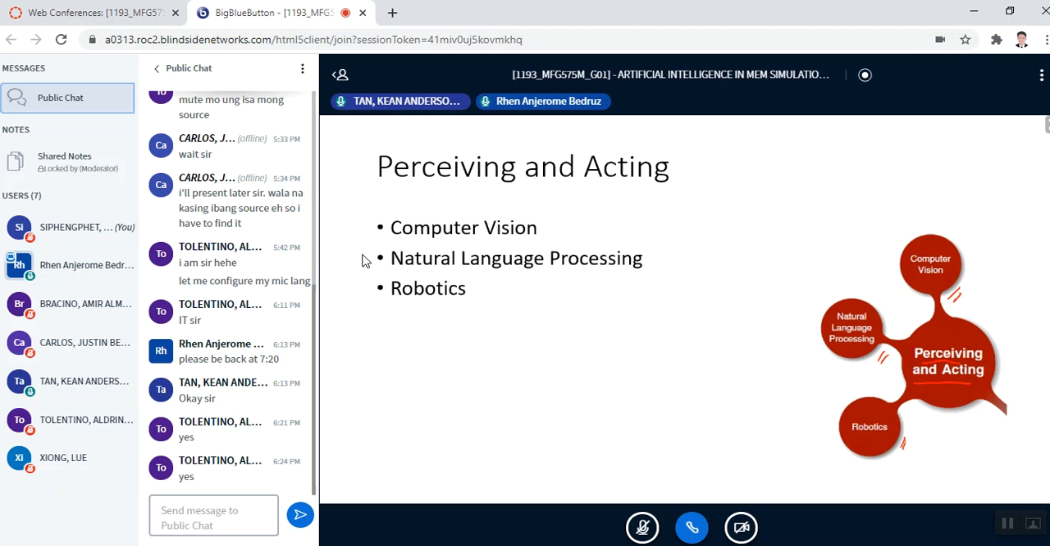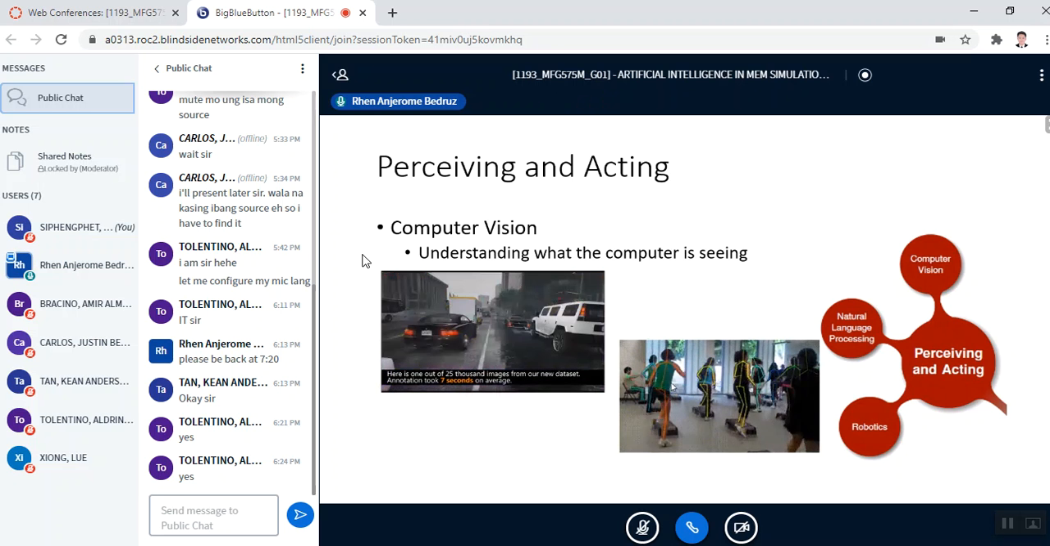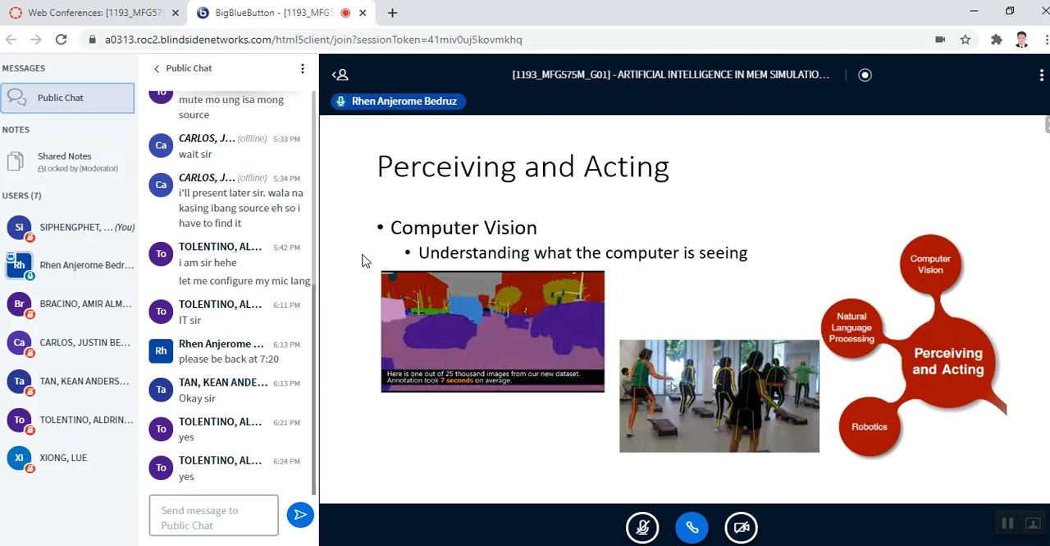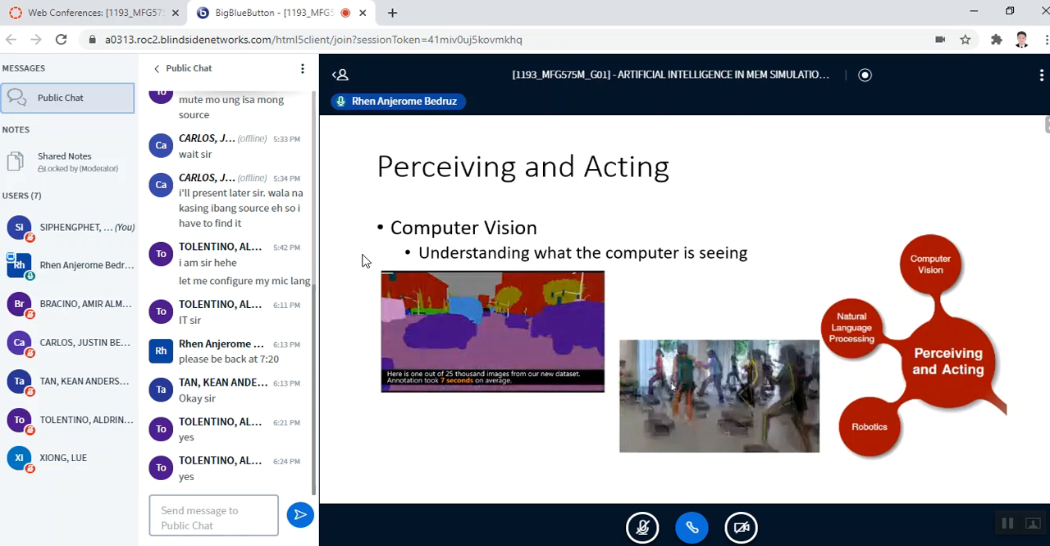Good. That's a really good example of computer vision. Your phone has facial recognition. It could detect your face. How does it detect your face? Computer vision simply is understanding what the computer is seeing, or in that case, what your phone is seeing. Your phone acts as the computer.